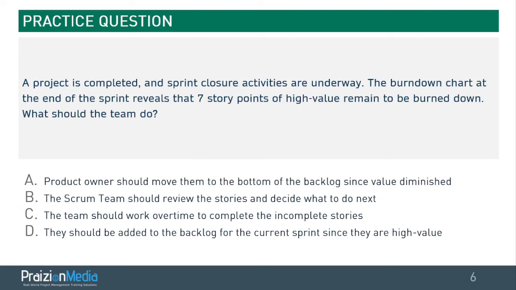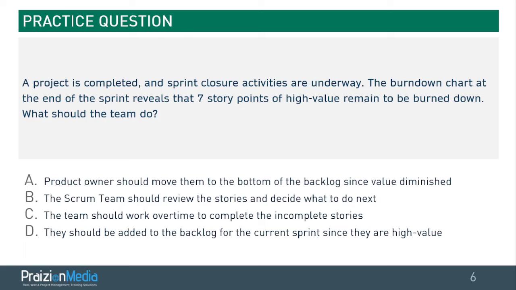All right, let's take a look at this one. A project is completed and sprint closure activities are underway. The burn down chart at the end of the sprint reveals that 7 story points of high value remain to be burned down. What should the team do? All right, hit that pause button if you need more time. All right, 3, 2, and 1. Let's take a look at the options.